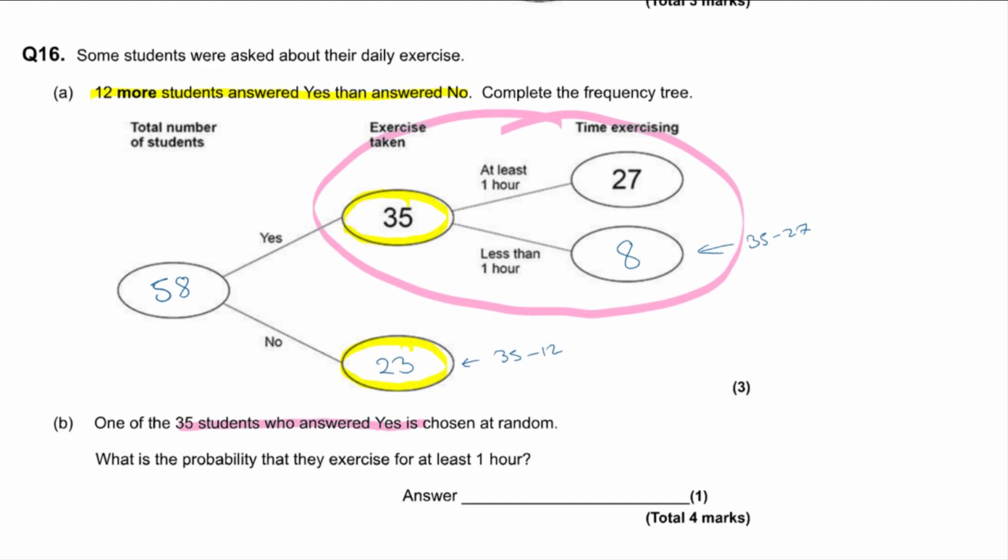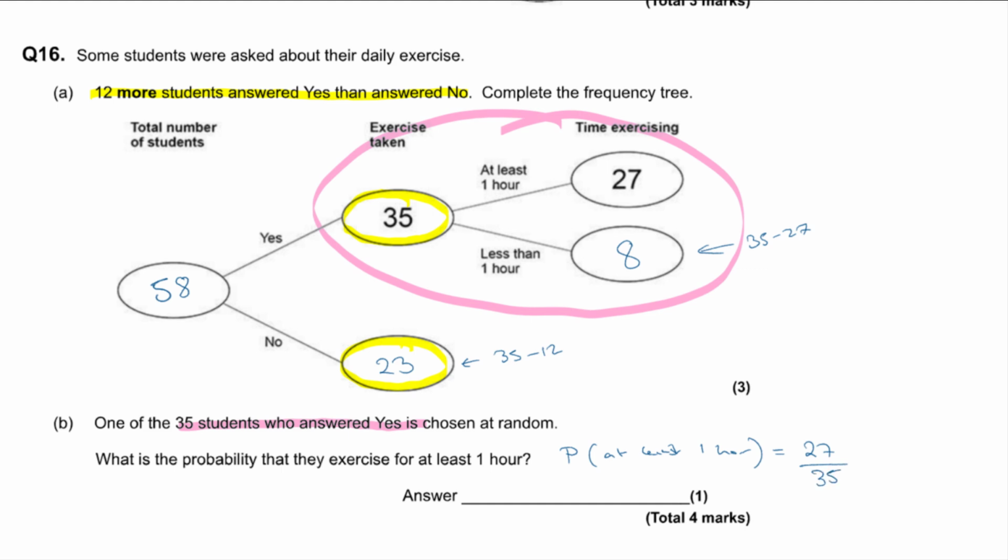Well, probability of at least 1 hour is going to be successful outcomes. How many people did exercise for at least 1 hour? That was 27, divided by total outcomes. How many people were there altogether who took exercise?